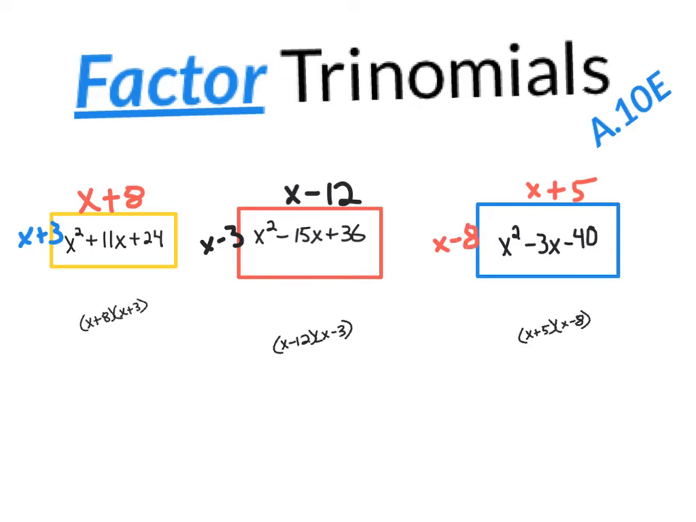Just to show you, if you multiply 5 times negative 8, you get negative 40. And if you take 5 and subtract 8, you get negative 3. Or we could say negative 8 plus 5, or 5 plus negative 8. I like to say that they combine to equal negative 3: 8 negatives and 5 positives equals negative 3. So that is a look at trinomials and what they look like factored.